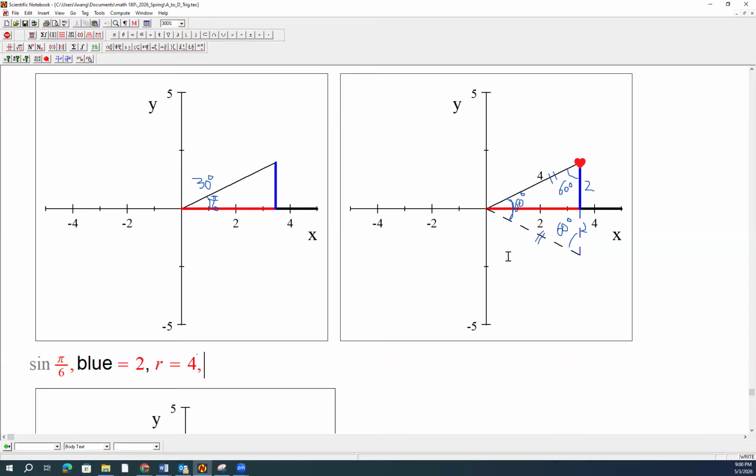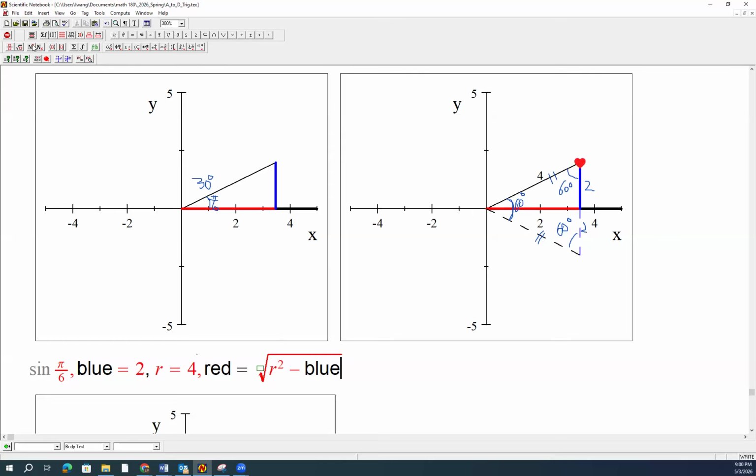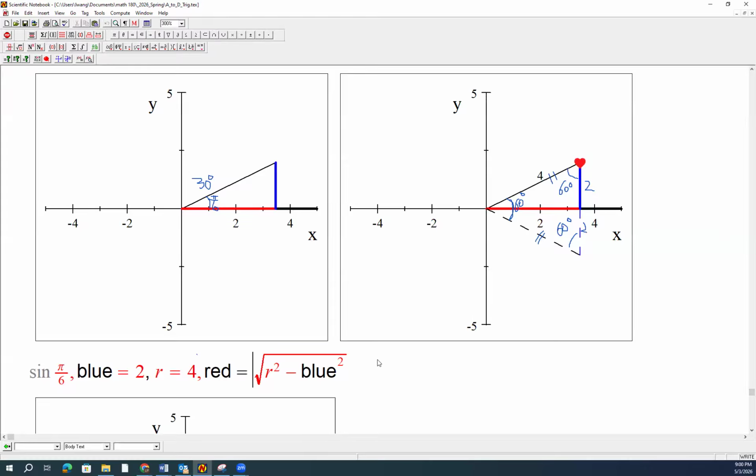Can I find red? Of course we can find red. The red would be, well, we can apply the Pythagorean theorem, okay? So the red would be equal to the square root of R squared minus the blue squared. Now we're going to plug in numbers. R is 4, and blue is 2, right? So we will end up with 16 minus 4. 16 minus 4 is 12.